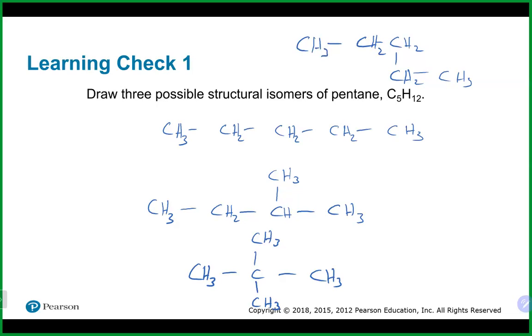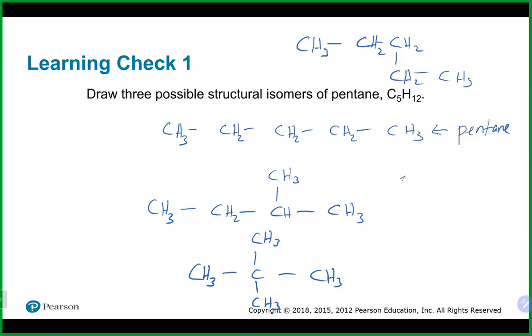All right. Did I draw 4 isomers? No. How many isomers did I actually draw? 3, I hope. Let me see. So let's start with this one. Clearly 5 in a row, nothing else there is going to be pentane, right?